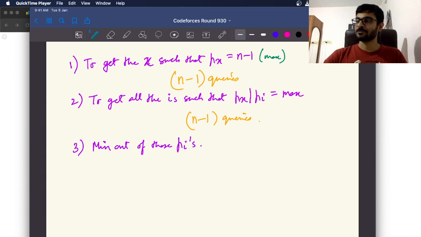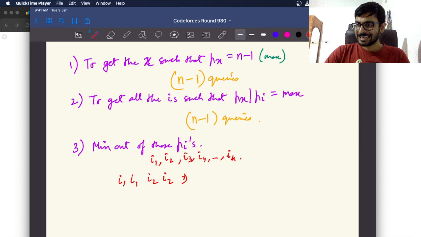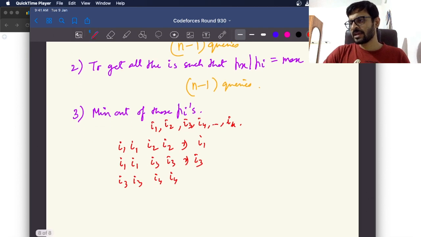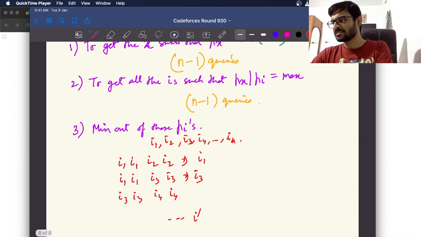Now you will pick up one of those i's. Let's say these are I1, I2, I3, I4 up to some IK. So it will proceed like this: I1, I1, I2, I2. This will tell us which one is the minimum out of these two. Let's say that is I1, just for example. Then I'll say, okay, I1, I1, I3, I3. Let's say over here I3 is the minimum. Then I'll say, okay, I3, I3, I4, I4, and so on. At the end, whichever one I get, IK, or sorry, I dash, that I dash is my answer. So I will return X and I dash.